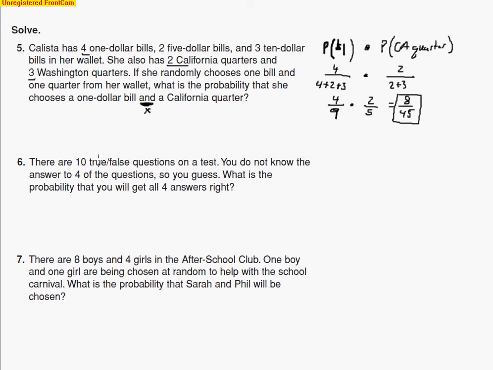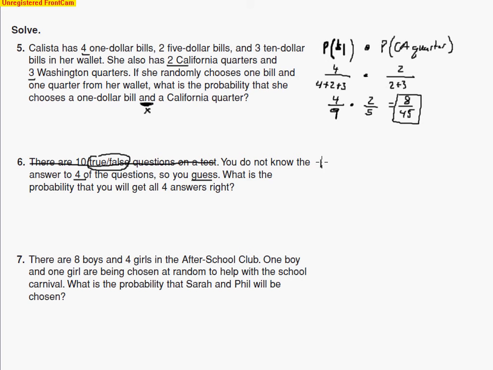Taking a look at the next one, there are 10 true and false questions on a test. You do not know the answer to 4 of the questions, so you guess. What is the probability that you get all 4 right? Well, there's some extra information here. We didn't need to know that there are 10 questions on the test. All we care about is this part. We don't know 4 of the questions, and so we guess on those 4. So it's either true or false. We do need to know that they're true and false questions. So it's a 1 out of 2 chance of getting it right.